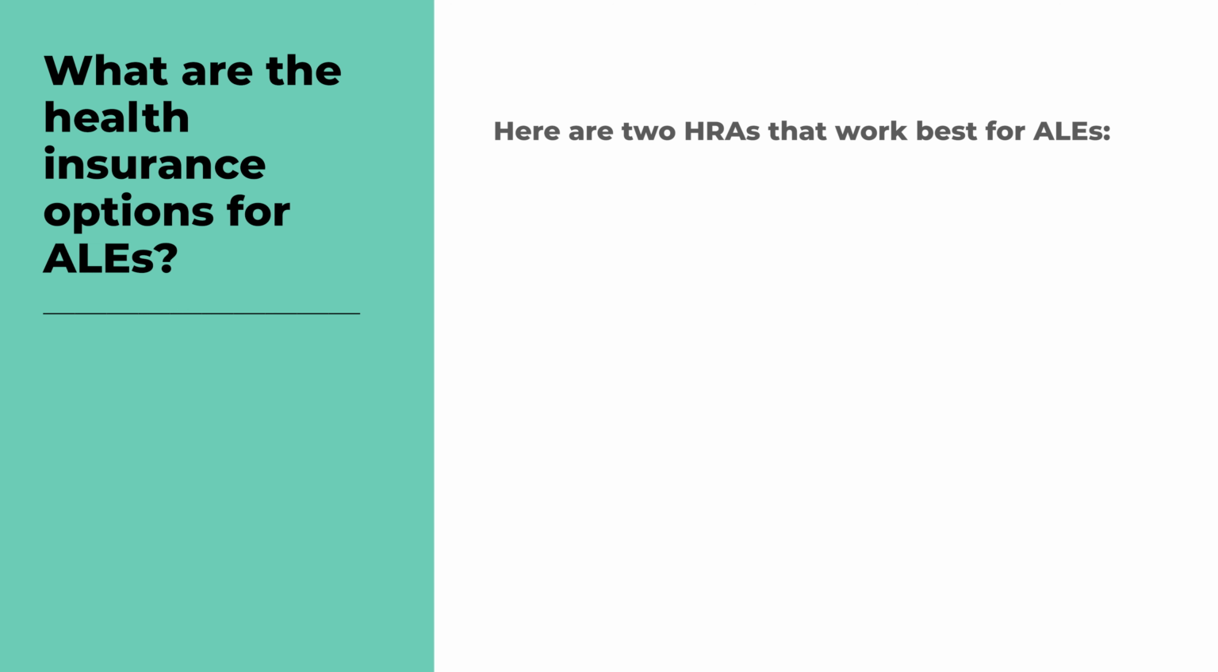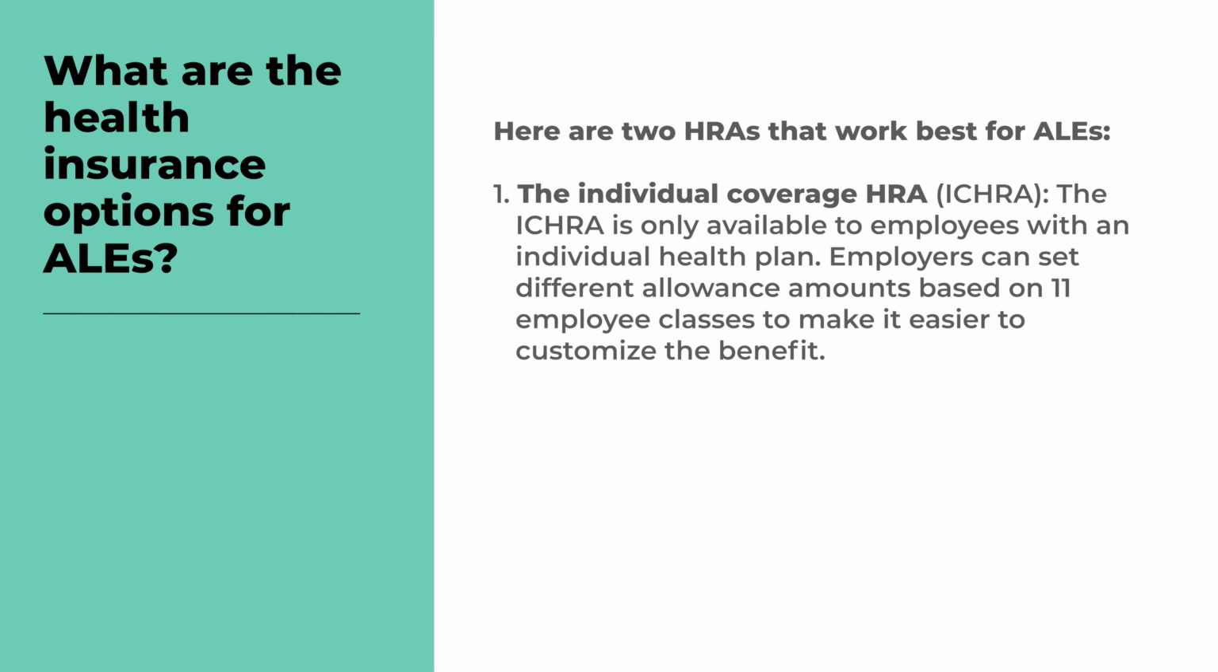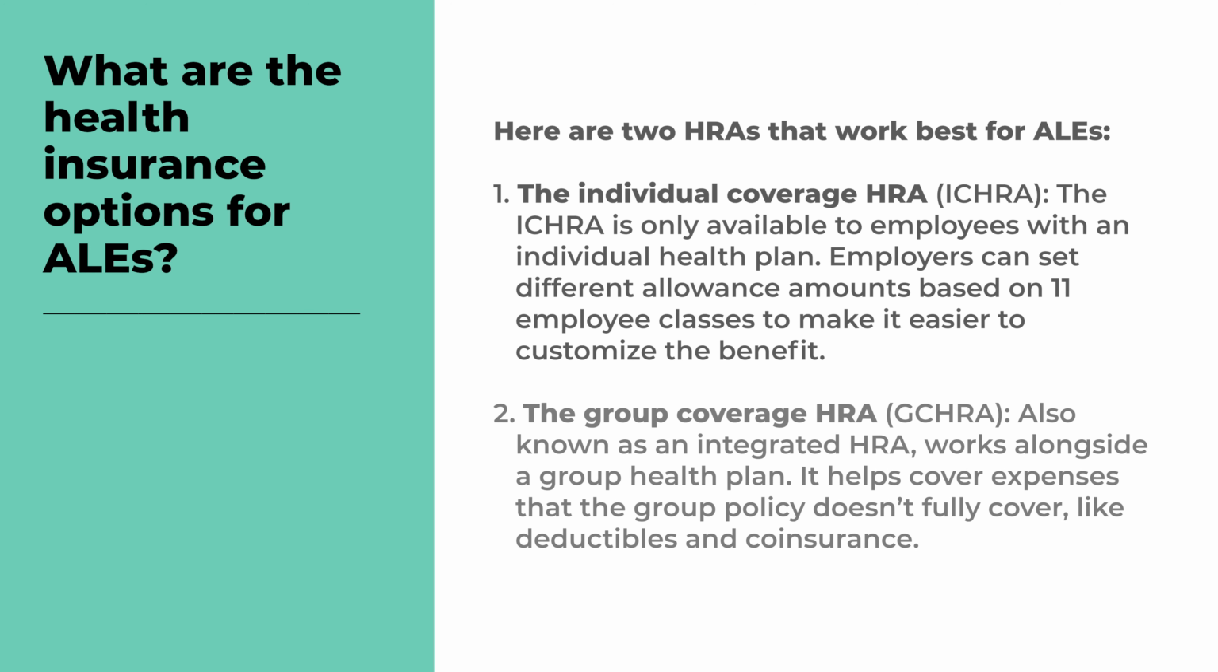Here are two HRAs that work best for ALEs. The Individual Coverage HRA. The ICHRA is only available to employees with an individual health plan. Employers can set different allowance amounts based on 11 employee classes to make it easier to customize the benefit. The Group Coverage HRA. The GICHRA, also known as an integrated HRA, works alongside a group health plan. It helps cover expenses that the group policy doesn't fully cover, like deductibles and coinsurance.